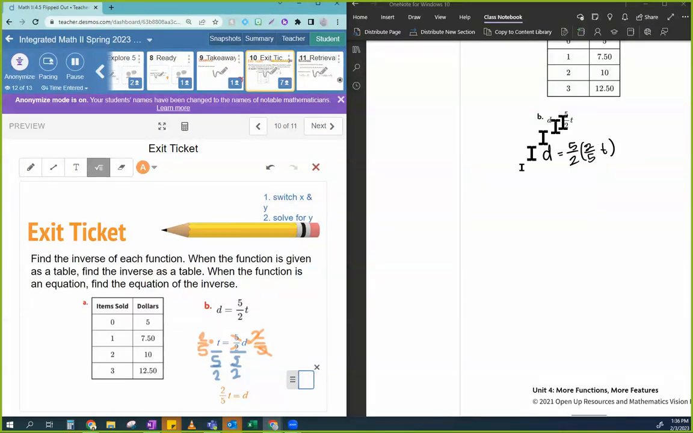So there's some notation that I need to teach you about, but I don't want to overwhelm you. Here's the biggest thing that you are supposed to get out of today: switching x and y and then solving. This table you should be able to do in order to find that exit ticket. Okay, so this is just the beginning of inverses. We'll talk more about that for our next two sections. Okay.